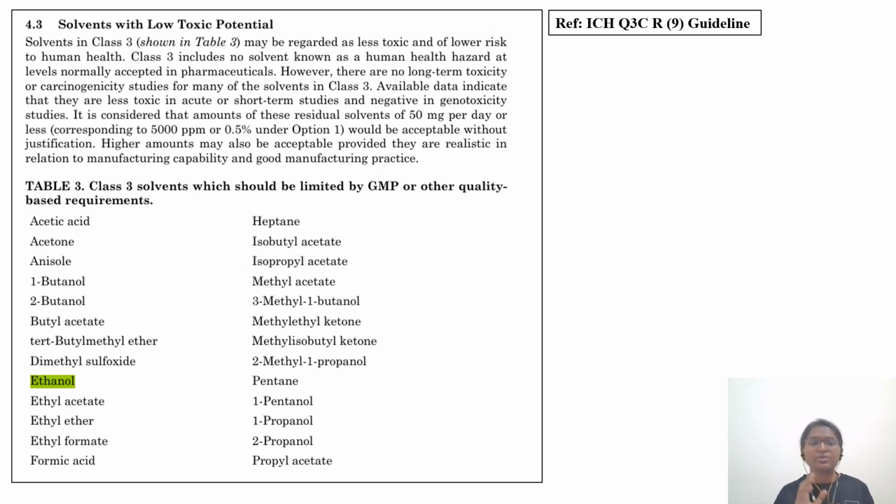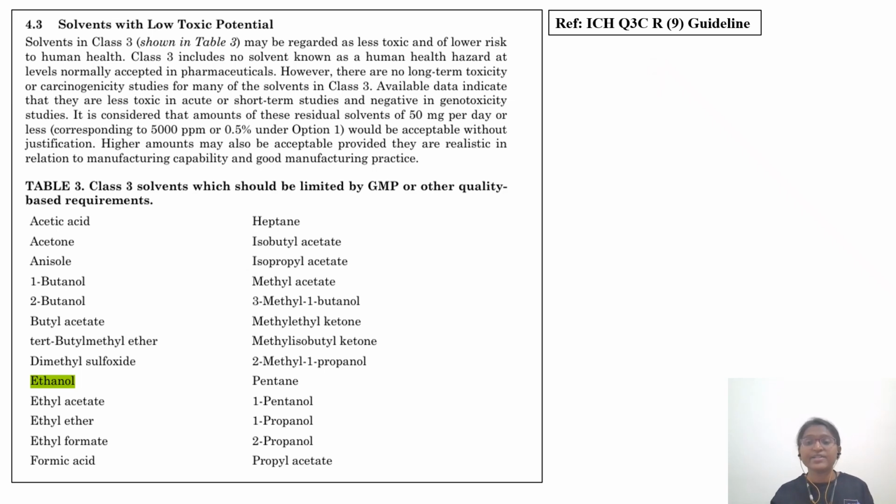If you look into this table 3, no, it talks about the solvents which have very low toxic potential. So by default for class 3 solvents they have given 50 mg per day, or corresponding to 5000 ppm. So these are the list. In that ethanol is also there. Okay. So pause here or you go back and read. And currently the ICH Q3C guideline is under revision 9.